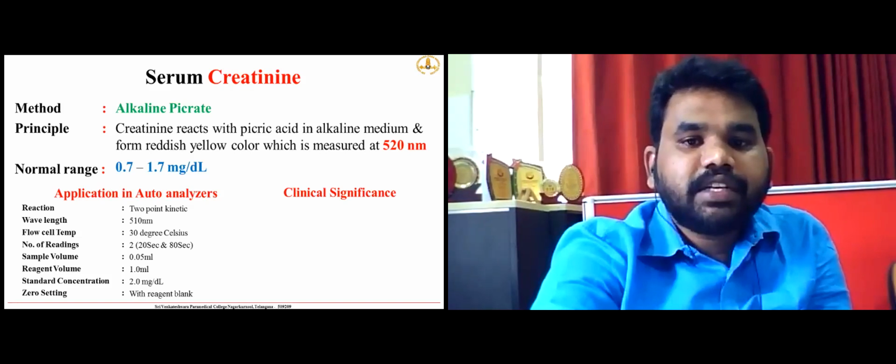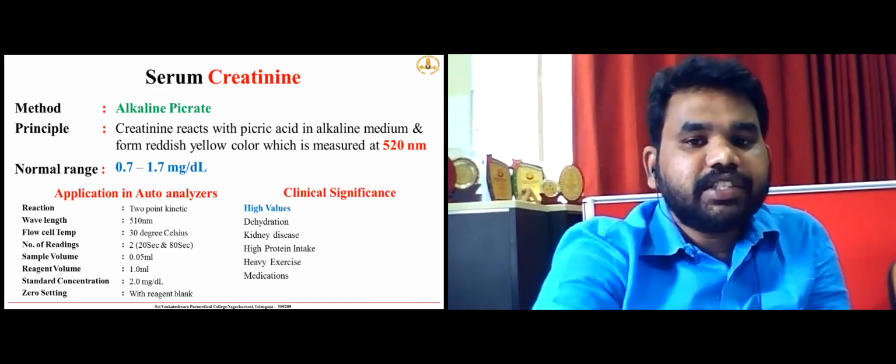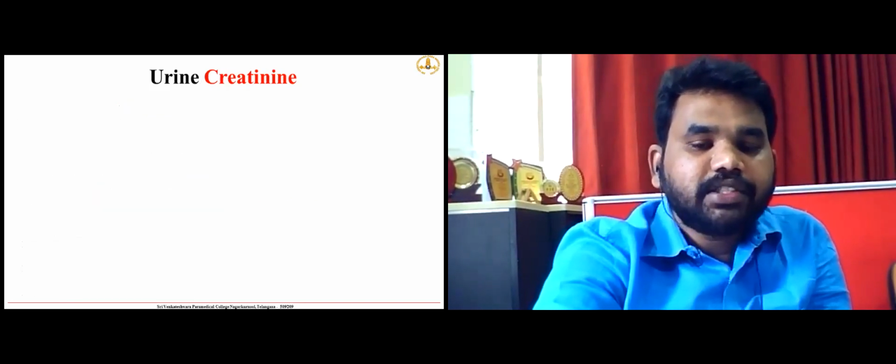And the clinical significance: high values you can see in conditions like dehydration, kidney disease, and high protein intake, and heavy exercise and medication, and obstruction in the urinary tract. And low values of creatinine you can see in low muscle mass or pregnancy, and extreme weight loss.